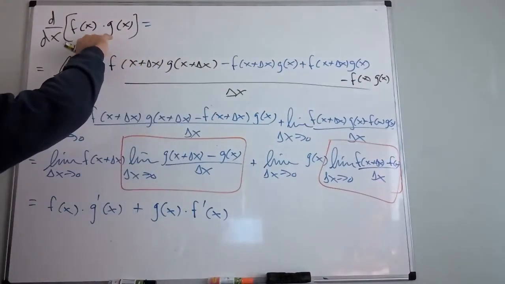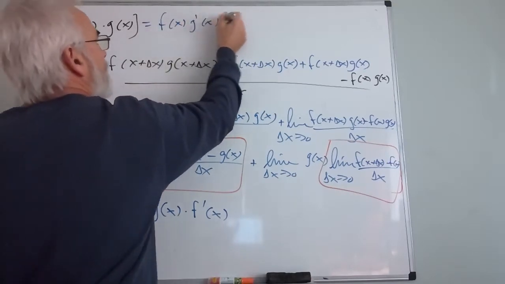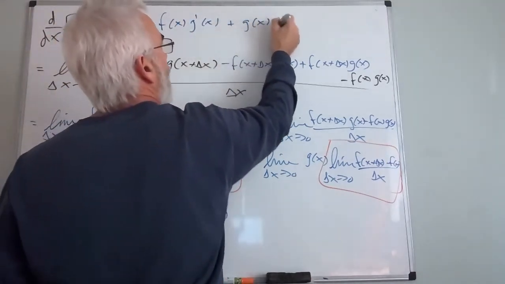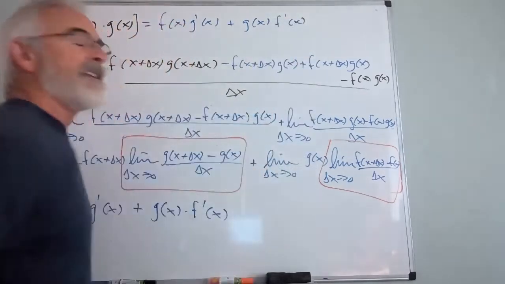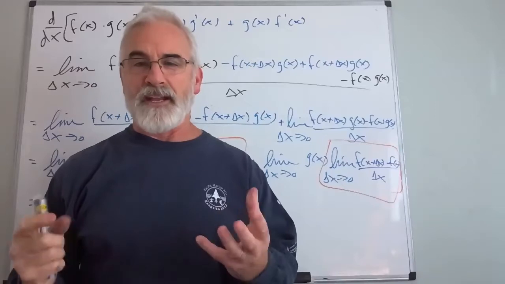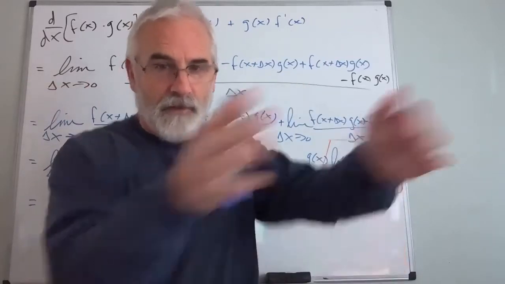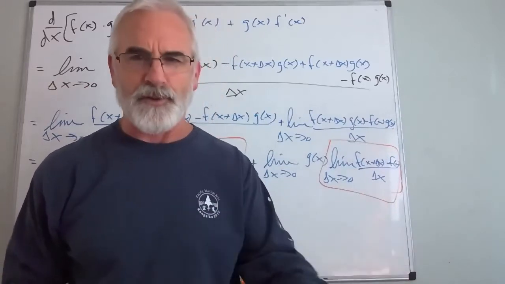The derivative of f times g is f of x times g prime of x plus g of x times f prime of x. Now, remember, in mathematics, we basically have things like the formula that does this is called the formula that does this formula. We generally name things after what they do.